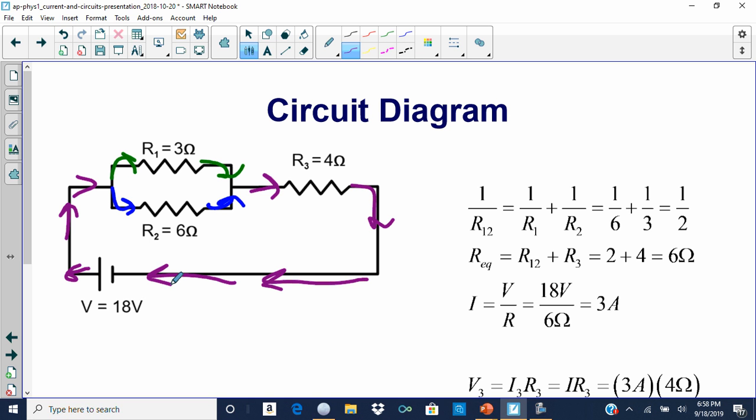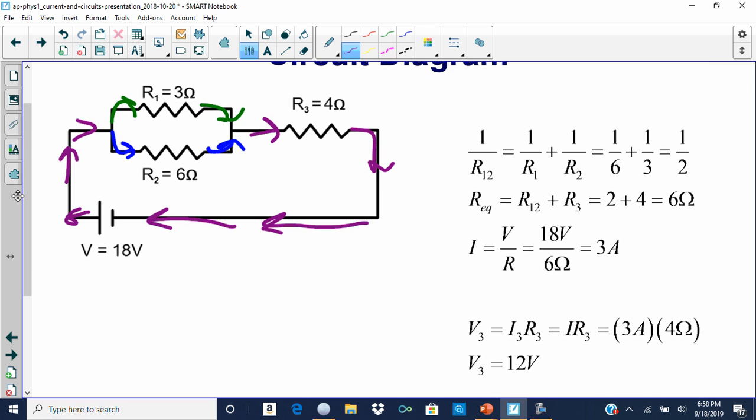Okay, so the first thing you want to do is add the two resistors in parallel first. So we would take 1 over 3 plus 1 over 6, and that is equal to, if we come up with a common denominator, let's see, I believe that would be 18.